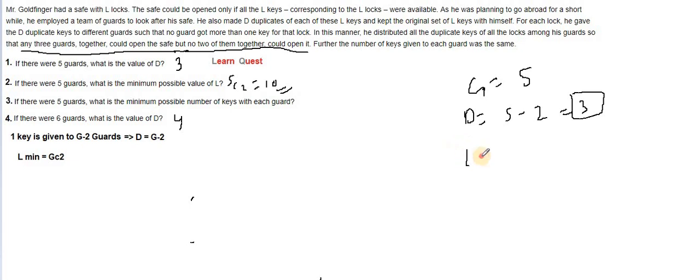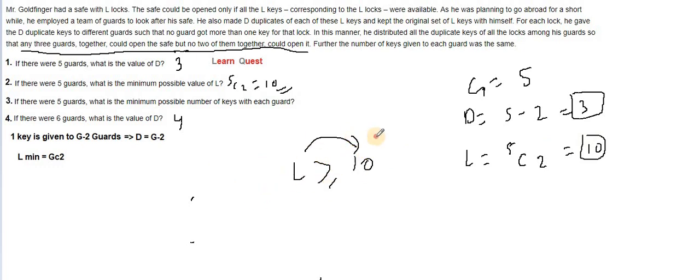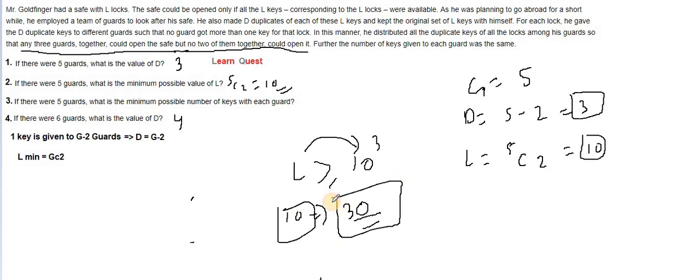And what is the number of locks? Number of locks will be at least 5C2 is equal to 10. Now there are at least 10 locks, meaning number of locks is greater than or equal to 10. And each lock is having 3 keys, so 10 locks will be having 10 into 3, that will be 30 keys. If it is 11 then 33, 12 then 36 and so on. But at least 10 means minimum 10 locks will have minimum of 30 keys. And it is asking for minimum possible number of keys only. So the answer for the third question is nothing but 30.